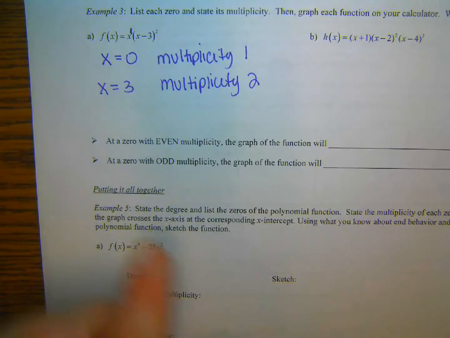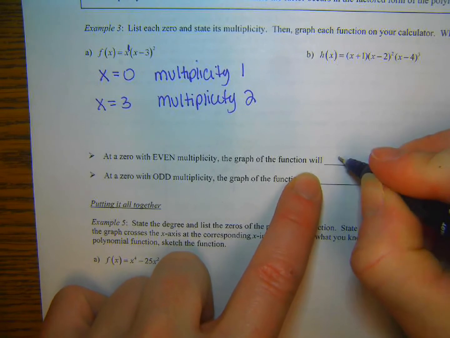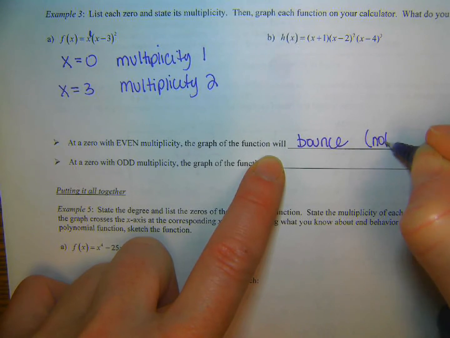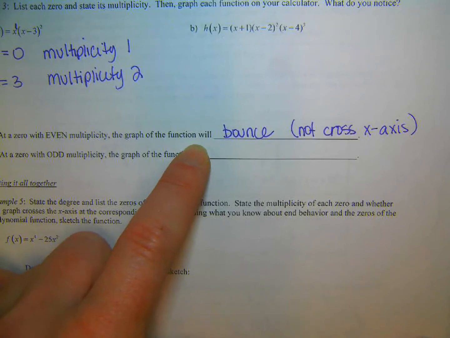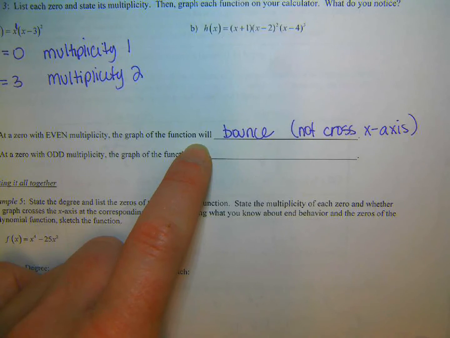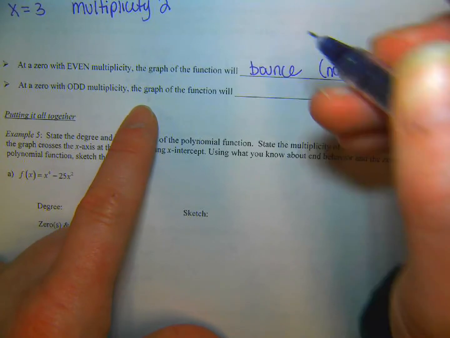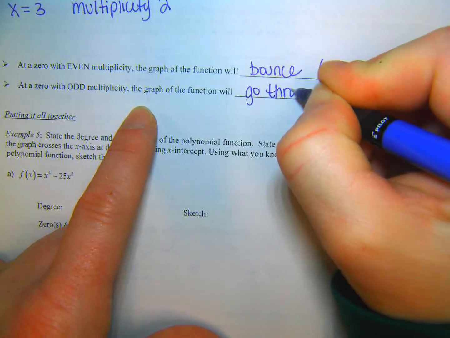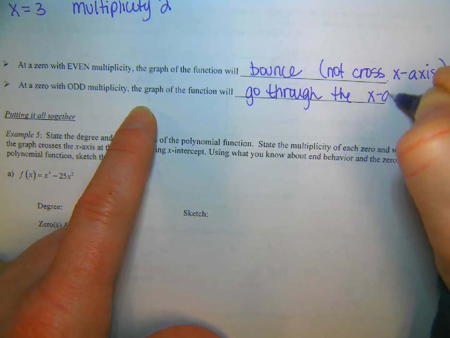So let's write: at a zero with even multiplicity, the graph of the function will bounce. So it's not going to cross the x-axis. There will be no sign change, meaning if it's positive, it's going to hit 0 and it's going to stay positive. And at a zero with odd multiplicity, the graph of the function will go through the x-axis, or cross it.